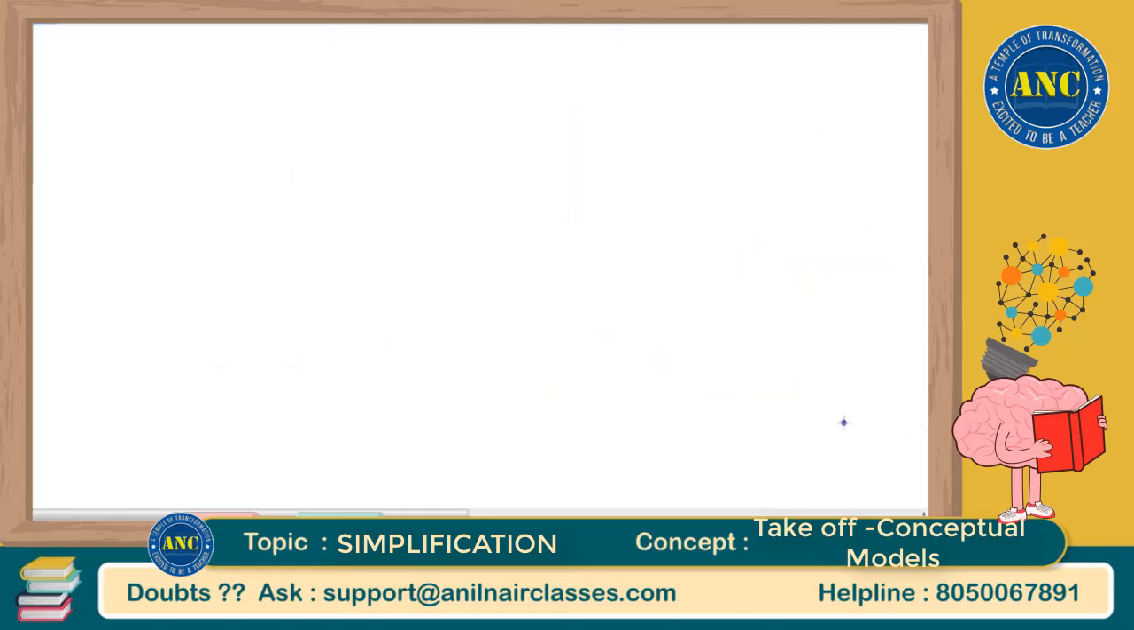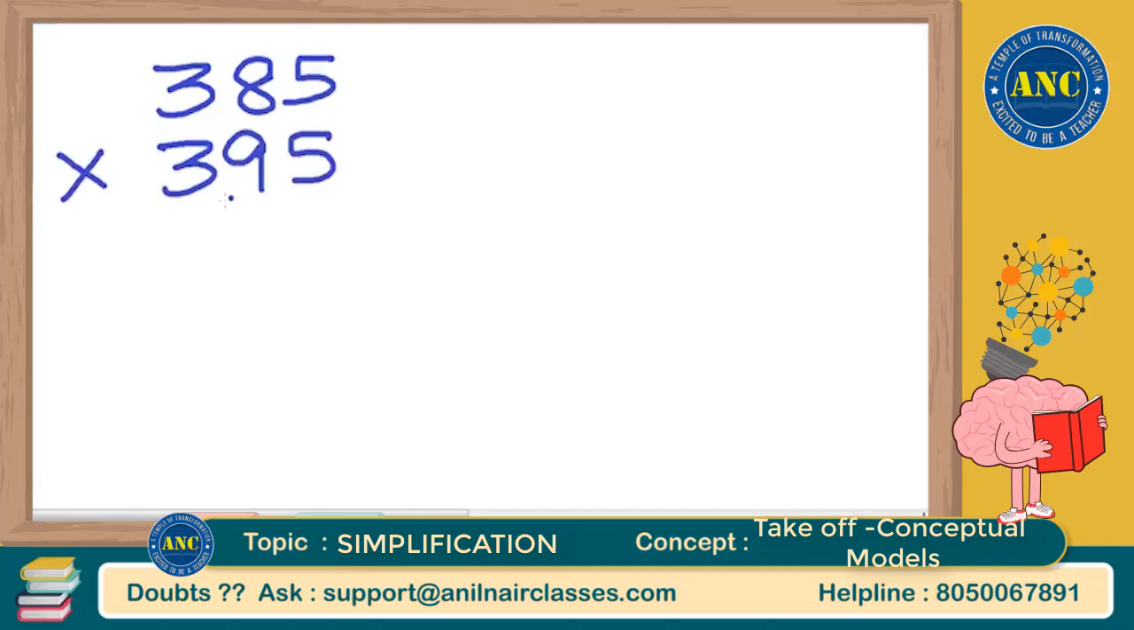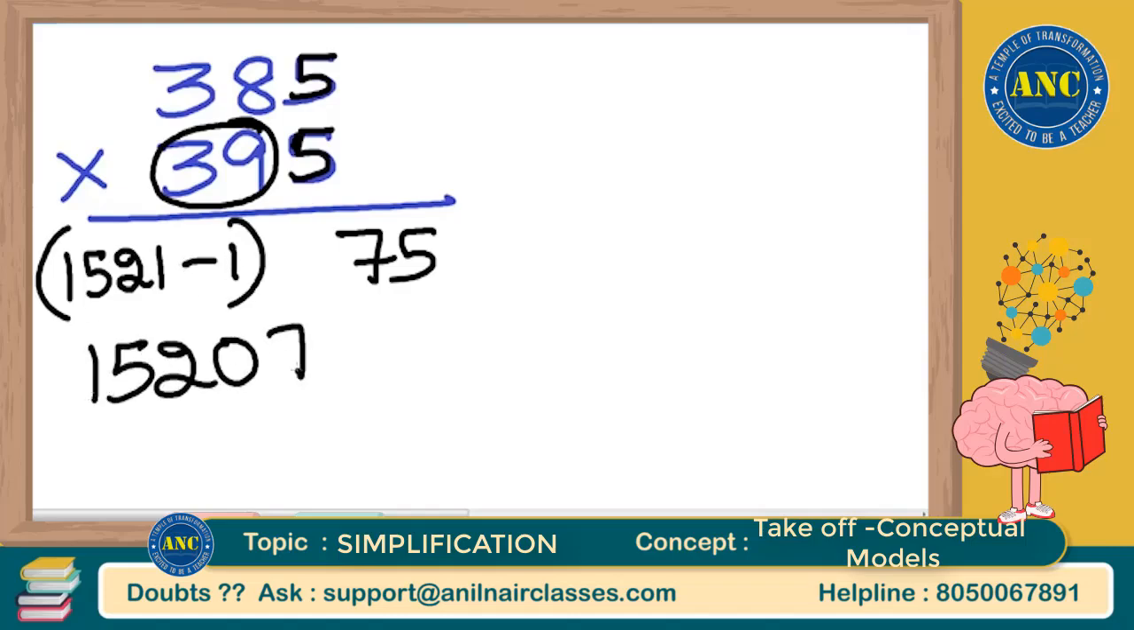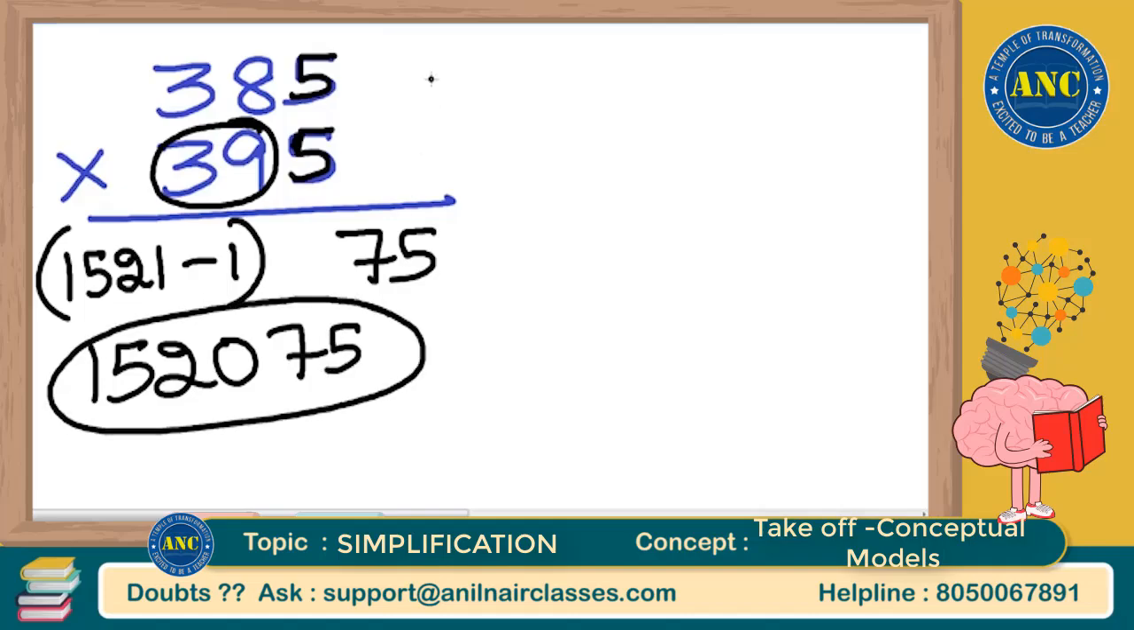You did not understand it, sir? Don't worry. Another example. 385 into 395. These two numbers are having difference 10, and both these numbers are ending with 5. Last two digits should be 75. Take the bigger number 39. 39 square is 1521. Subtract 1. Your answer is 152075. I believe the idea is clear.